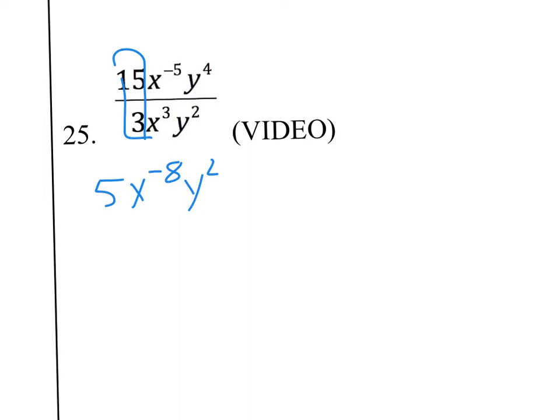In terms of getting rid of the -8 on the x, one way to do that would be to write this as 5 times 1 over x to the 8 times y squared. Another way to write this would be 5y squared over x to the 8th.